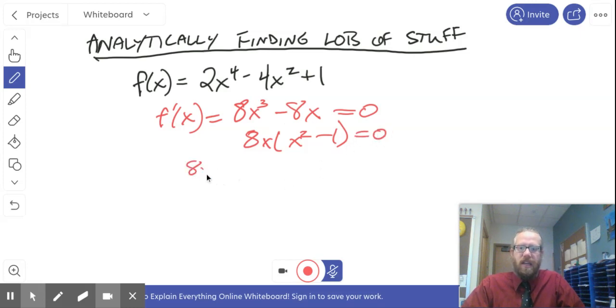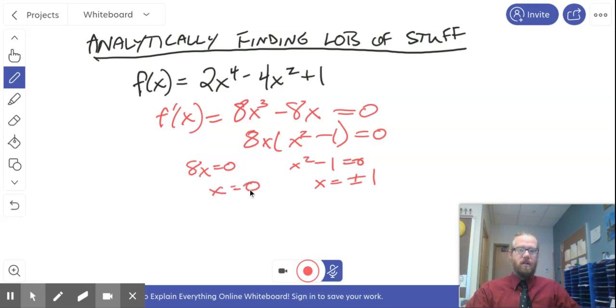So that would give me that 8x equals 0, and that x squared minus 1 equals 0. And if I add 1 over and take the square root of both of those, I would get x equals positive and negative 1. If I divide by 8, I get x equals 0. So I got three values: 0, positive 1, negative 1.